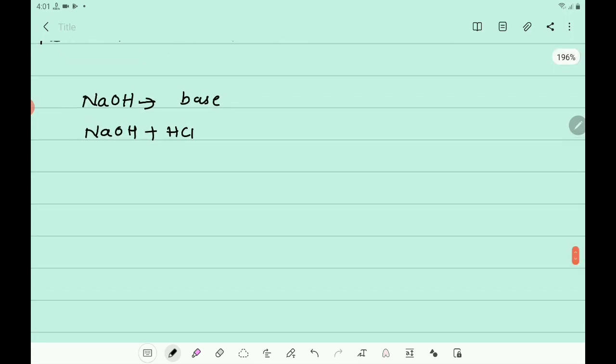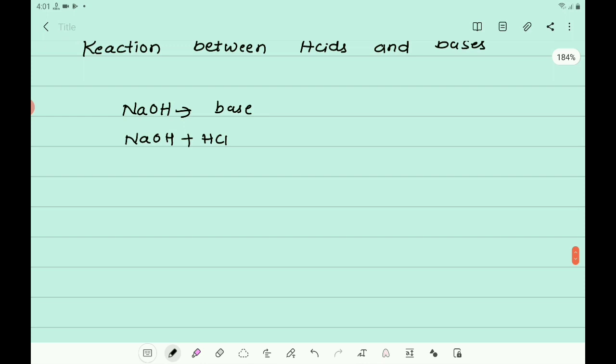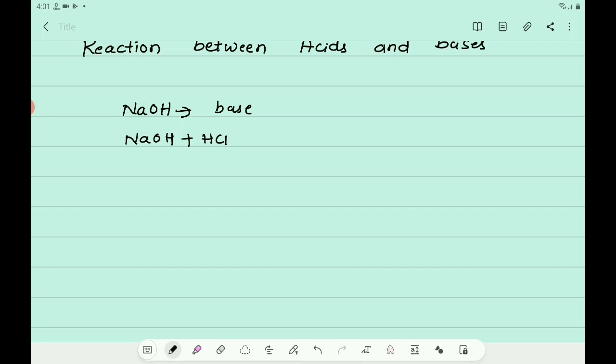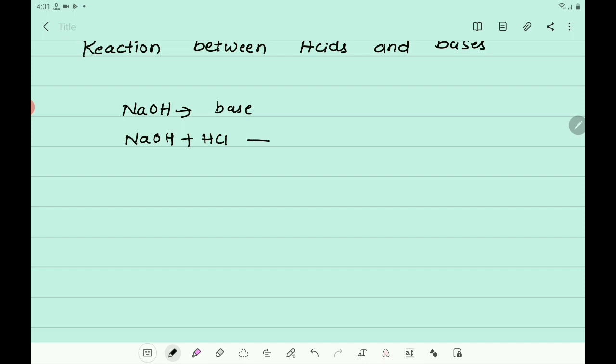Then what happened here? Dilute hydrochloric acid is added to NaOH dropwise with the help of the dropper, and the test tube is shaken after each addition. After adding a certain volume of HCl, what happens? The pink color of the solution in the test tube disappears. So it becomes colorless. It becomes colorless means it becomes what? Neutral. So the effect of the base is nullified by an acid and vice versa.